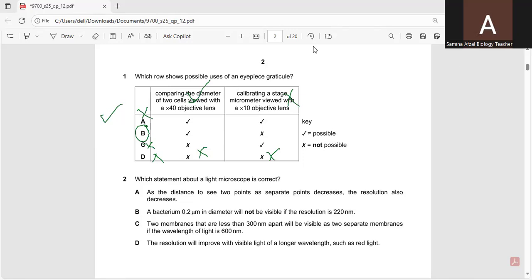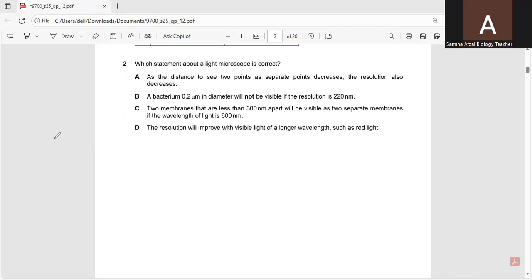So we are going towards question number 2, and question number 2 is, which statement about a light microscope is correct? So as the distance to see two points as separate points decreases, the resolution also decreases. First of all, you must know what resolution is. Resolution is the ability of a microscope to distinguish two separate points, that is, separate points which are very close to each other.